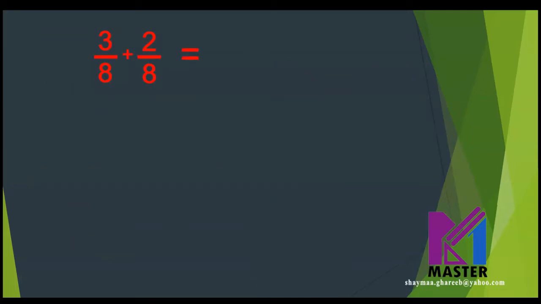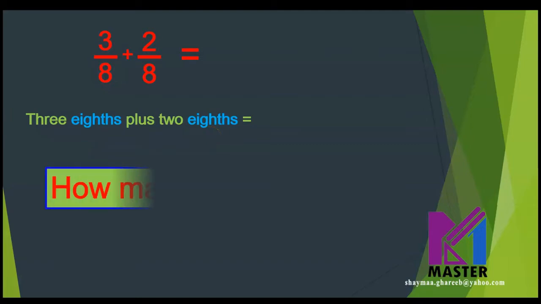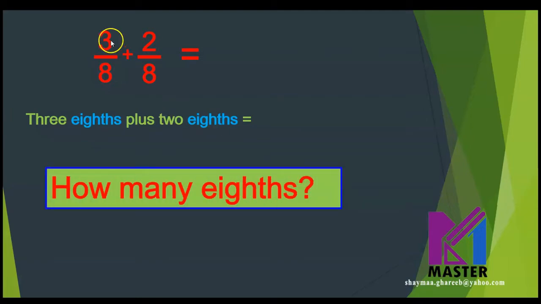Look at these two fractions here. We have 3 over 8 and 2 over 8. So 3 eighths plus 2 eighths equals, what do you think? How many eighths are there? So I have here 3 eighths and 2 eighths. Then the sum of all the eighths together would be 5 eighths. So the answer will be 5 eighths, which is 5 over 8, because I'm adding eighths here.